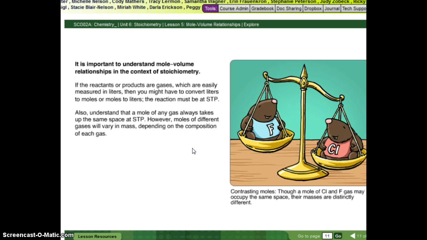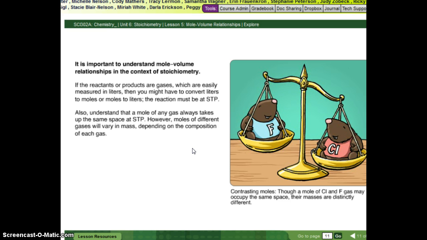It is important to understand mole to volume relation in the context of stoichiometry. If the reactants or products are gases, which are easily measured in liters, then you might have to convert liters to moles or moles to liters. But again, the reaction must be at STP for that to work. Because remember, if you have more pressure, it's going to squeeze those molecules together, so it's going to take up less space. If you have a higher temperature, those molecules are going to have more energy and take up more space. So that's why the STP is so important.